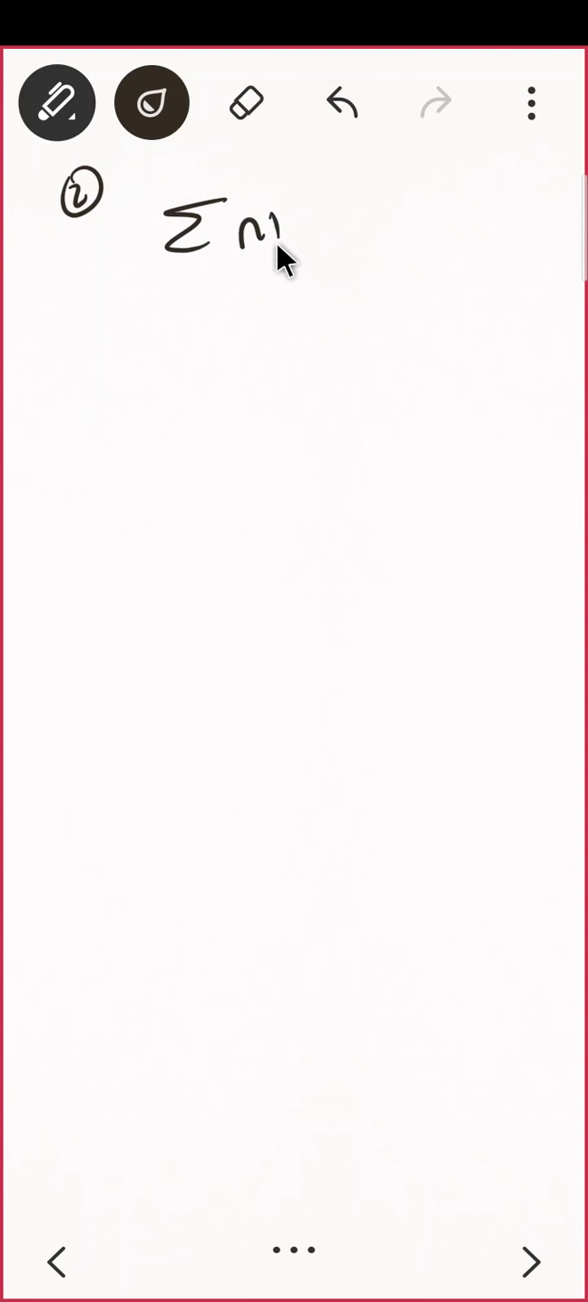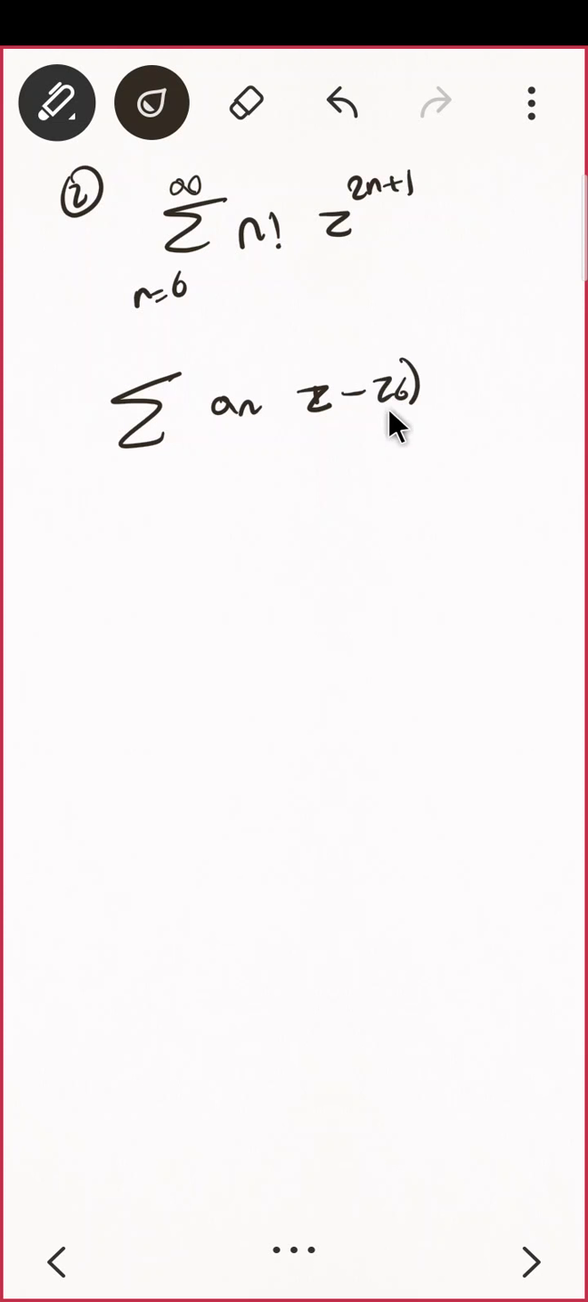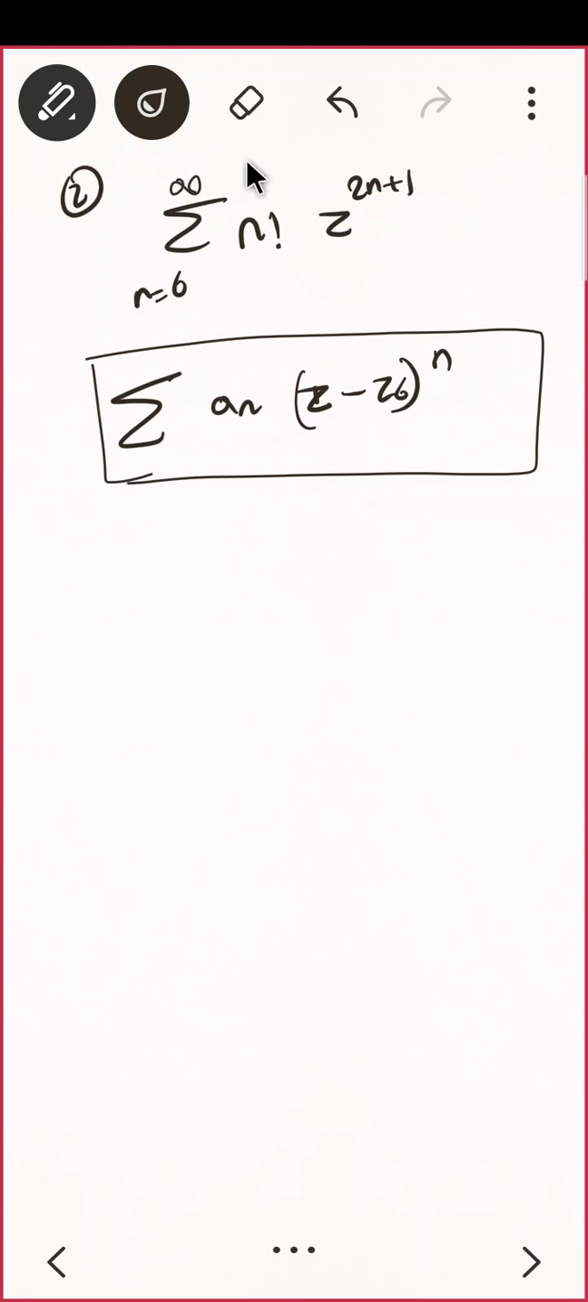Summation, it was n factorial z raised to 2n plus 1. Correct? What will you do here? How will you do that? First thing, I already told you, how do you want to keep your power series? You want to keep it as en z raised to n, or z minus z naught raised to n. This is how you want to keep it, and this is what you have now. What will you do? What is your guess? What do you think?